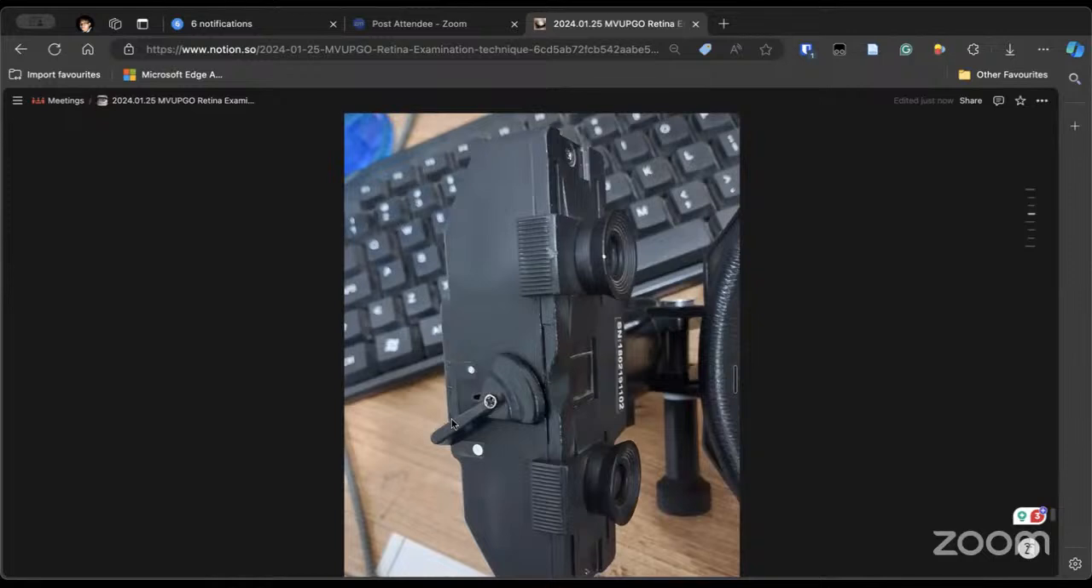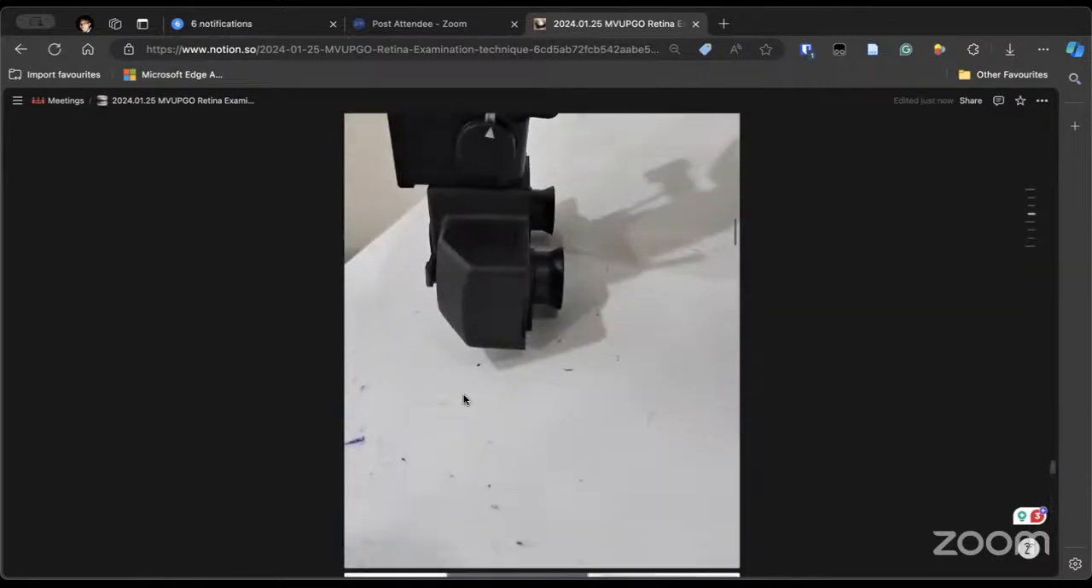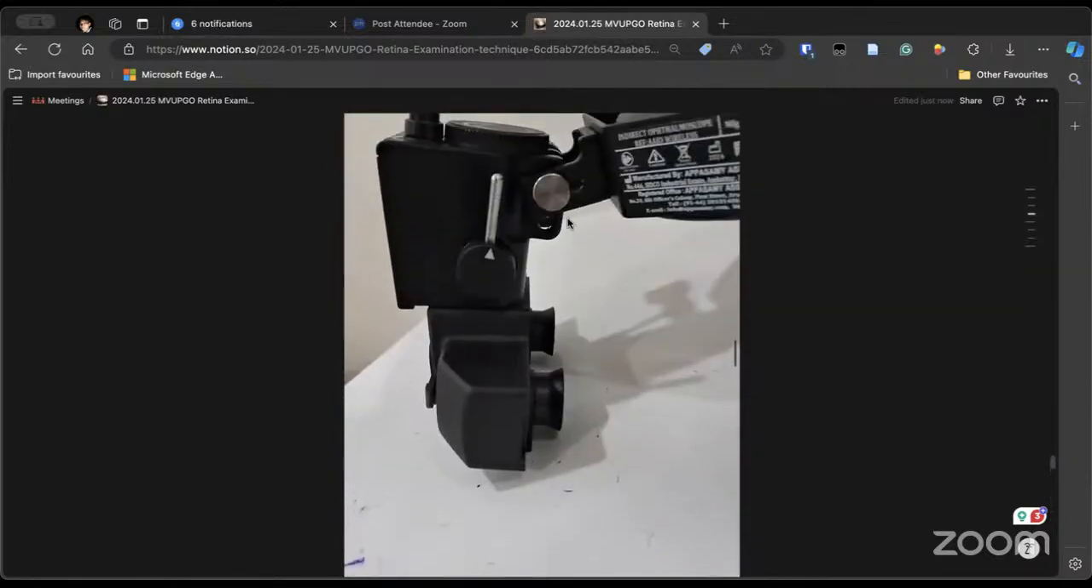In small pupils, what does it do? We can use the smaller diameter beam to visualize the small pupil. Does it reduce the beam? The beam is reduced by this lever, the upper lever.